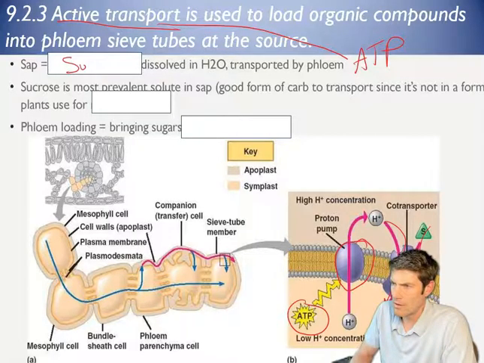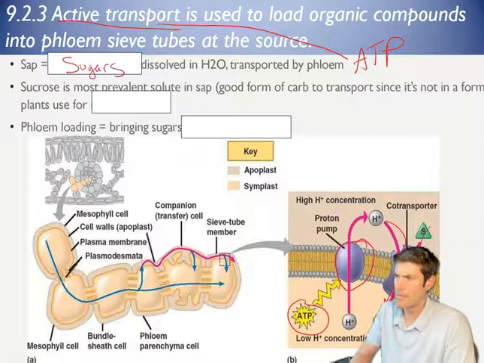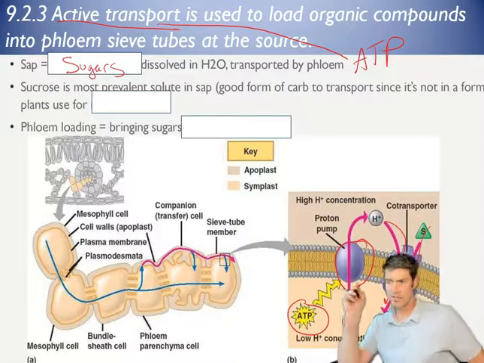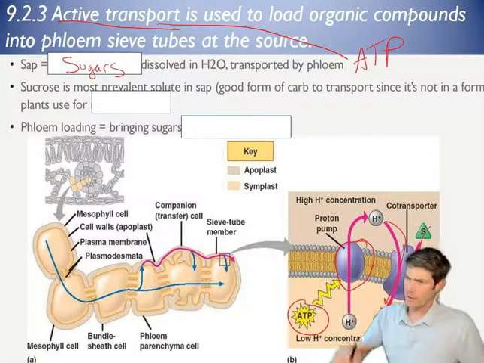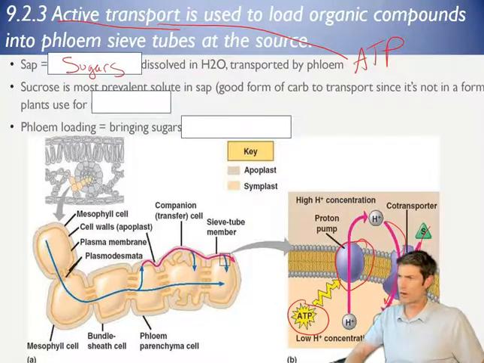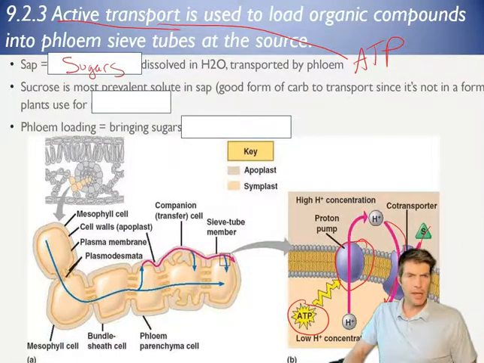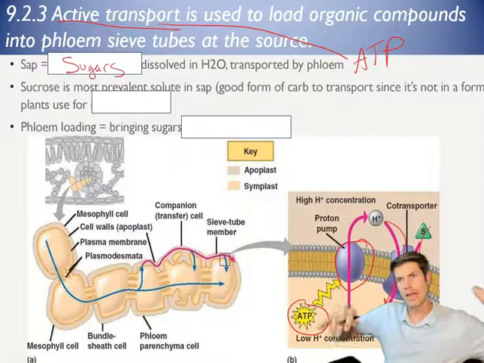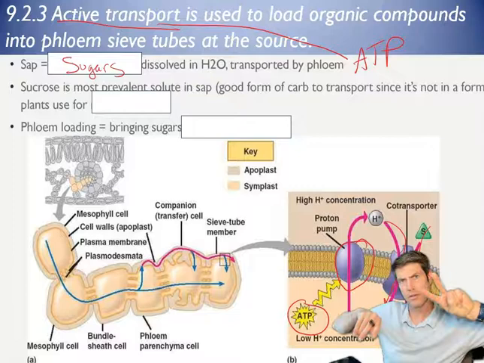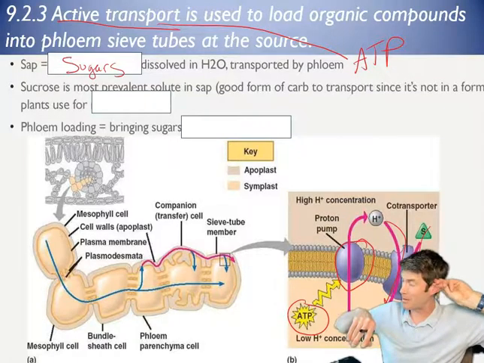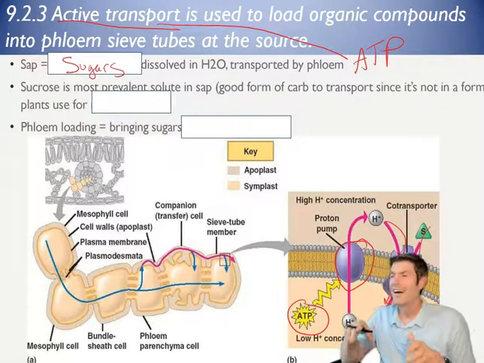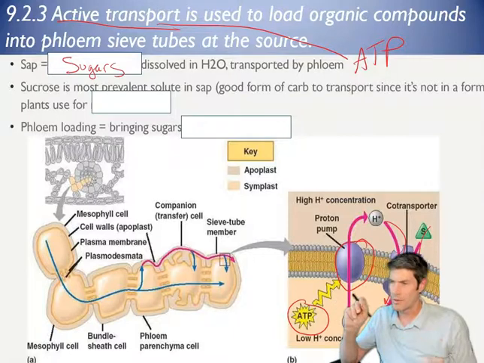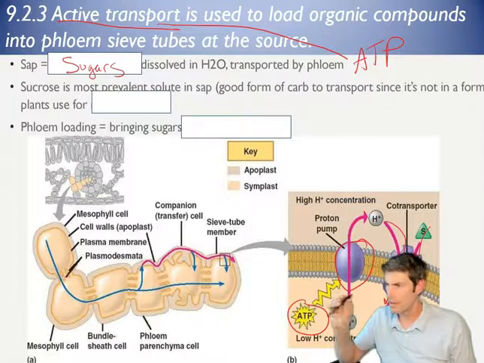So the sap, you've all heard of maple syrup. Maple syrup, that sap, is very sweet and sugary, and that's dissolved in the water. And sucrose is the most prevalent, and it's good because plants break down glucose. They have to break the sucrose because that's two sugar molecules, a fructose and a glucose, if I remember. It snaps it in half. Then it uses the glucose for energy and the fructose. But sucrose, not usually.